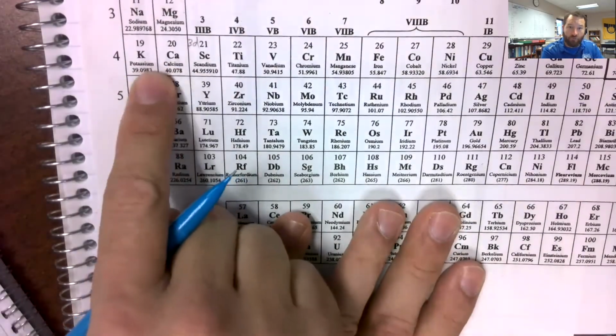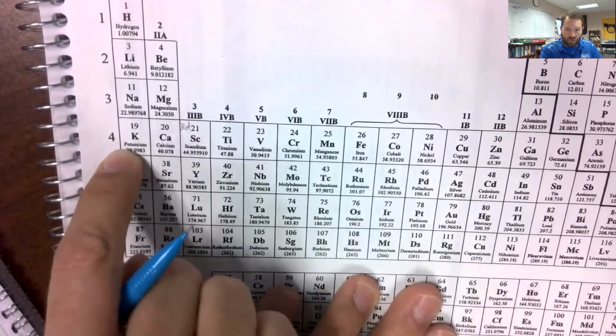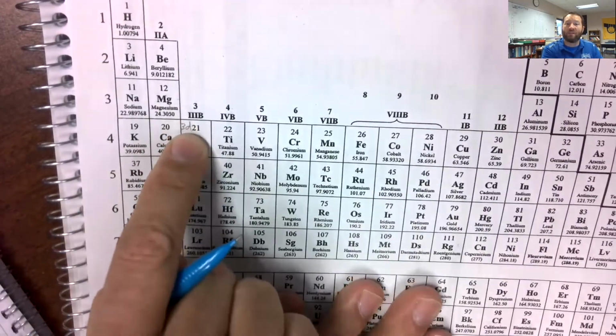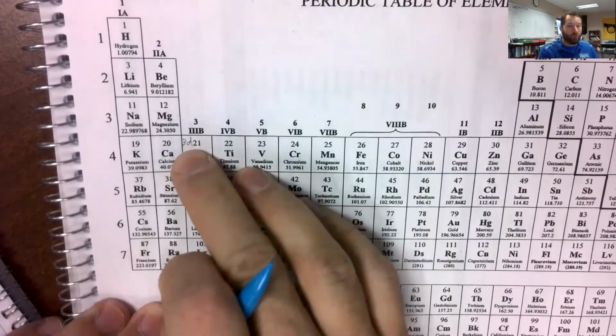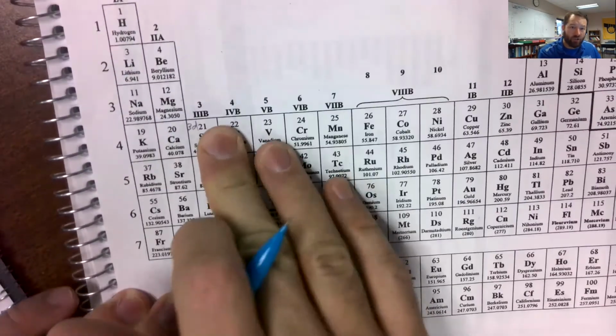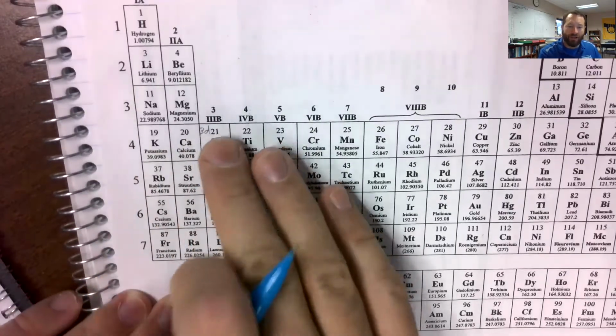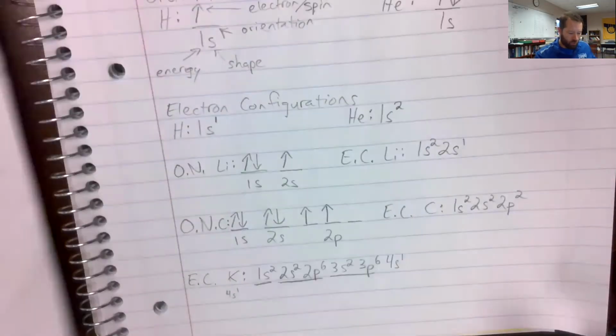And like I said, it starts after the 4 has already been opened. Here's 4s1, 4s2, back to 3d. It's just kind of a weird thing you have to remember, because again, it's a higher energy level. Even though 4 is bigger, it takes more energy to make this orbital.